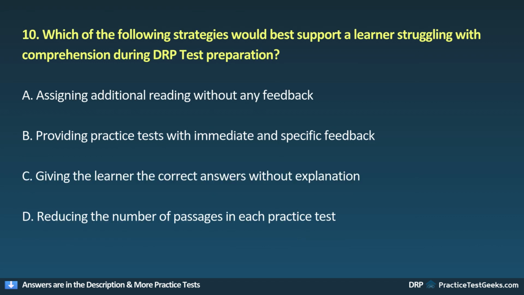10. Which of the following strategies would best support a learner struggling with comprehension during DRP test preparation? A. Assigning additional reading without any feedback. B. Providing practice tests with immediate and specific feedback. C. Giving the learner the correct answers without explanation. D. Reducing the number of passages in each practice test.